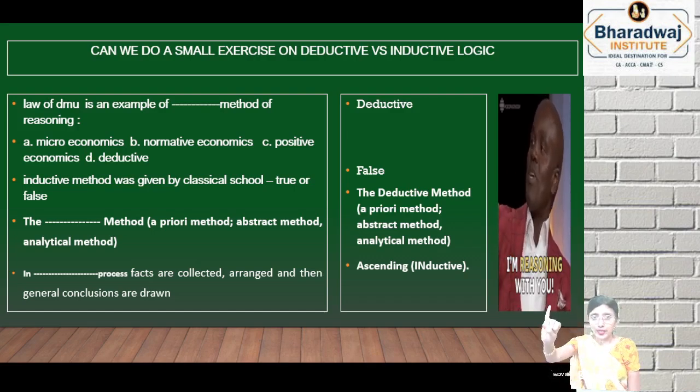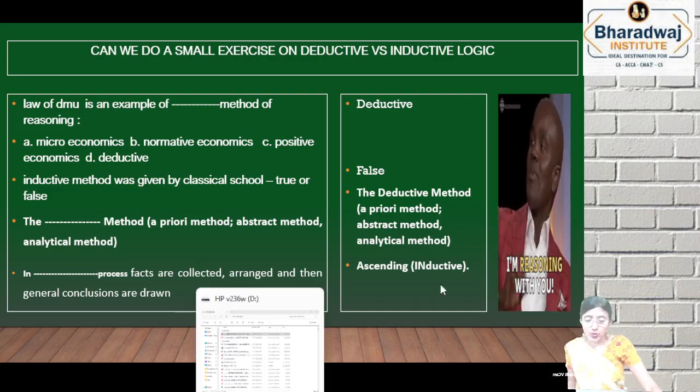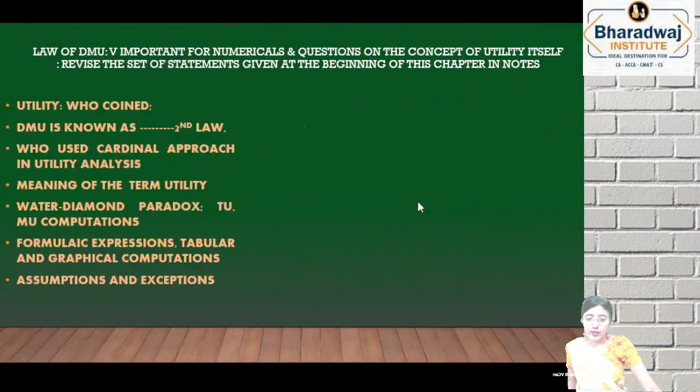So what are you going to learn from the deductive and inductive chapter? Who gave inductive and deductive logic? Which is general to particular and particular to general? Examples from economics. Remember, so many examples we have given. We have discussed them also. Now go to the next one.